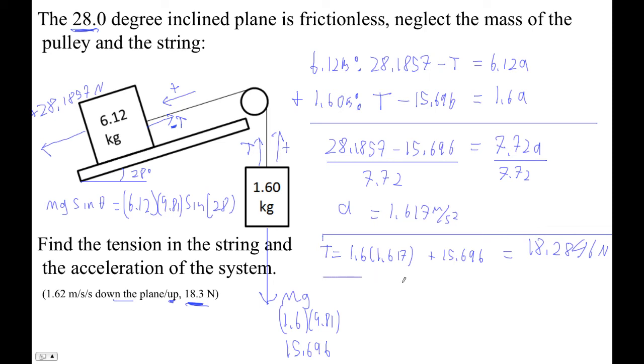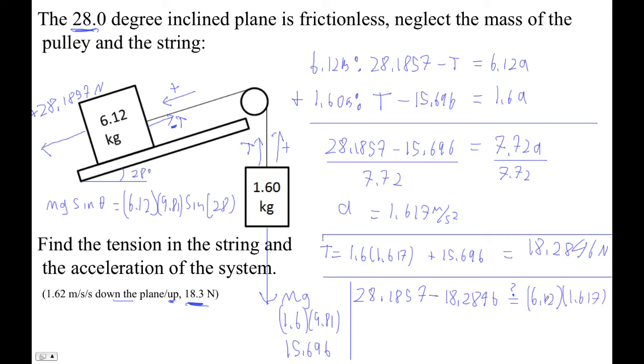But now we're not done yet. Let's just double check and make sure that it works in this equation. We used this equation to find our tension, so now plug it in. We've got one more equation here. If we go 28.1857 minus the tension 18.2846, does that equal 6.12 times 1.617? Of course, they're not going to be exactly equal because these numbers are rounded, but the question is if they're noticeably different, then we've got a problem.